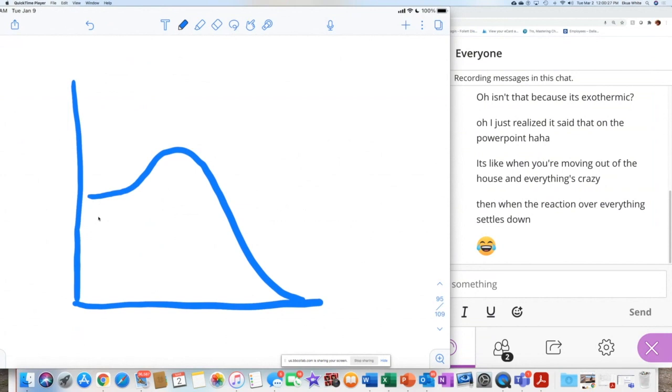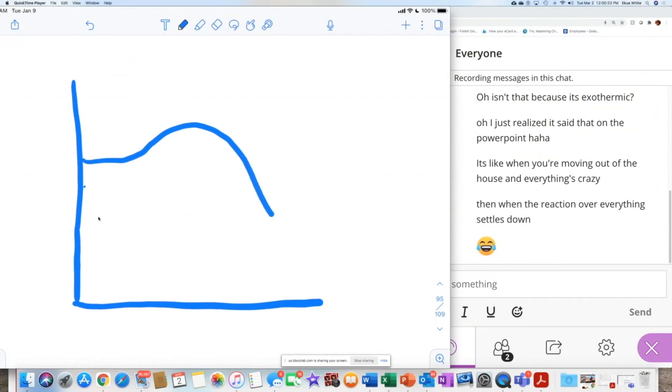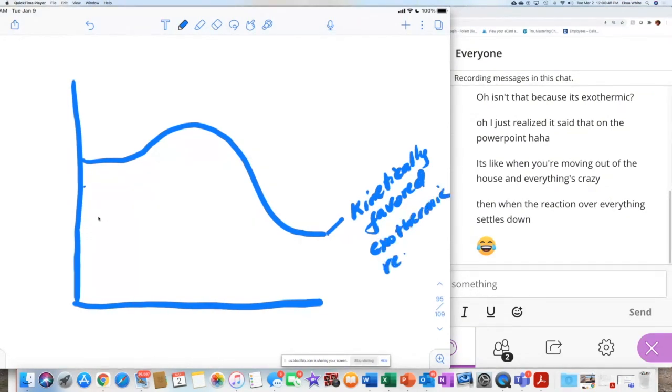Oops, hold on. This is a challenge to draw here. Okay, this is kinetically favored exothermic reaction.